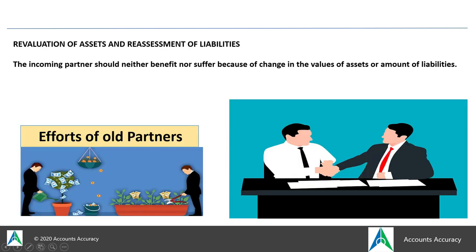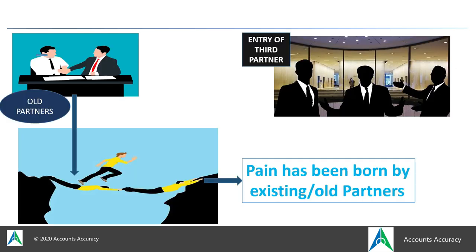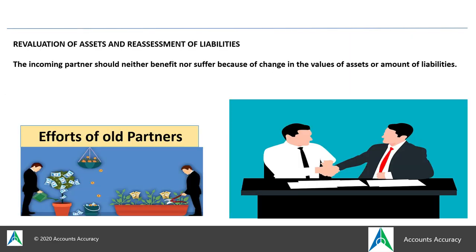Now why is it done? Because all the efforts are taken by the old partners in order to bring the company to that extent. So why would they allow the new partner to enjoy any benefit for what they have actually taken the pain? So that is why before his arrival they revalue the assets and liabilities.